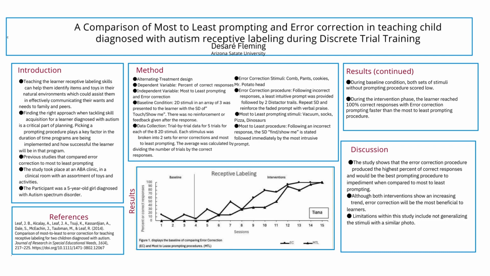My research question was which prompting procedure will increase the number of correct responses when teaching receptive labeling during DTT, either most-to-least prompting or error correction. Eight 2D stimuli were separated into two sets for each prompting procedure, 4 for error correction and 4 for most-to-least prompting, with the total of correct responses divided by the total of trials per target, which was 5 trials each.